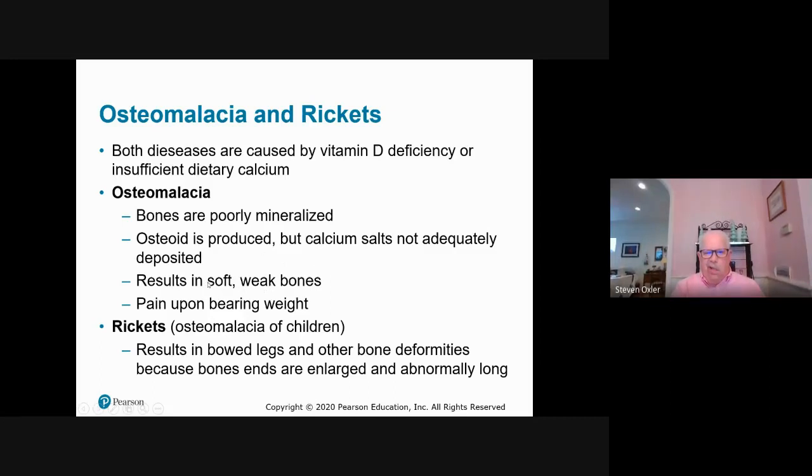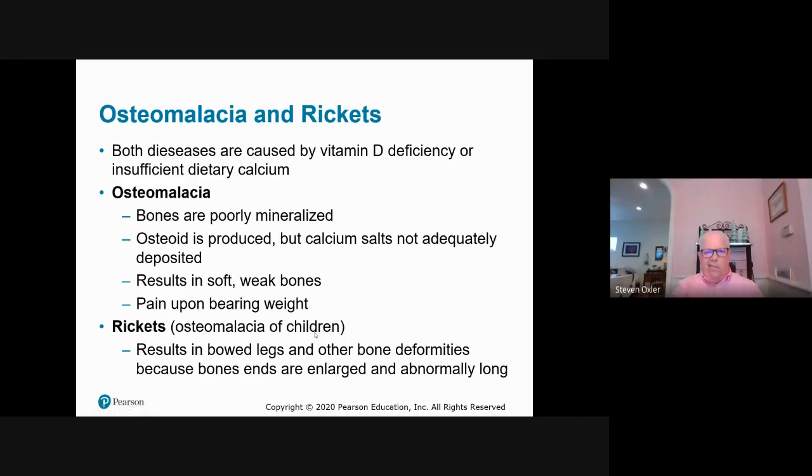Rickets. Basically, rickets is osteomalacia in children. It is due to a vitamin D deficiency. And in children that have rickets, they have bowed legs and other bony deformities and multiple fractures. So rickets is osteomalacia of children, a calcium or vitamin D deficiency.